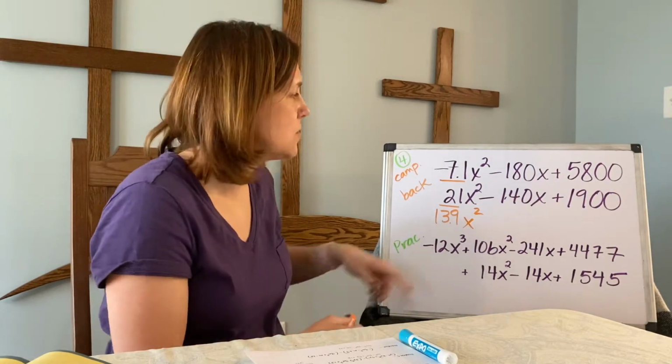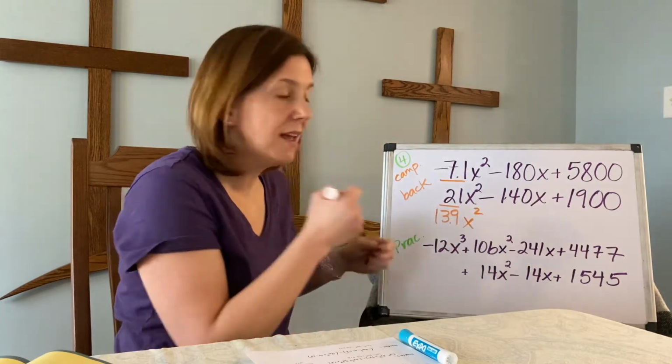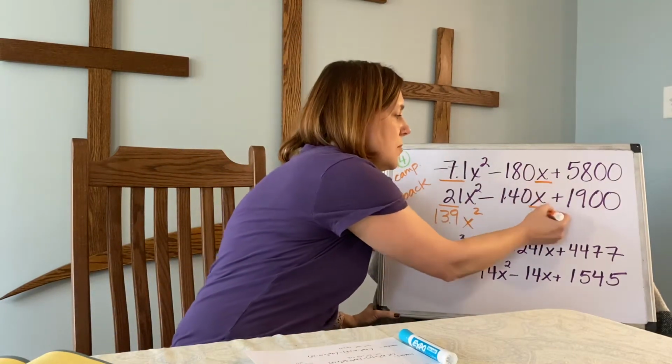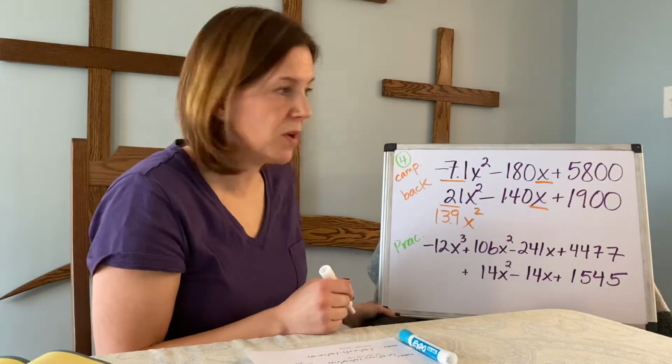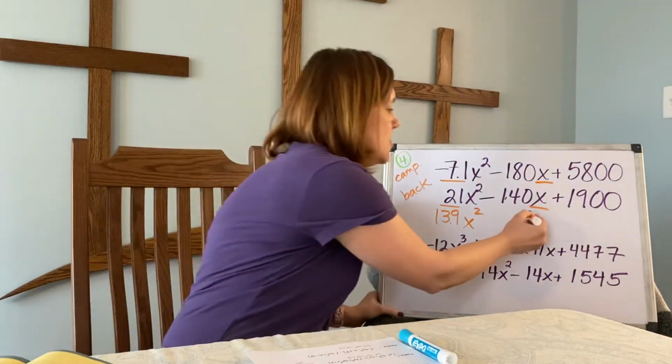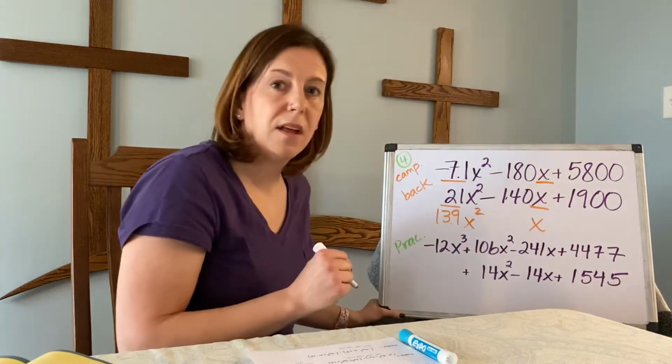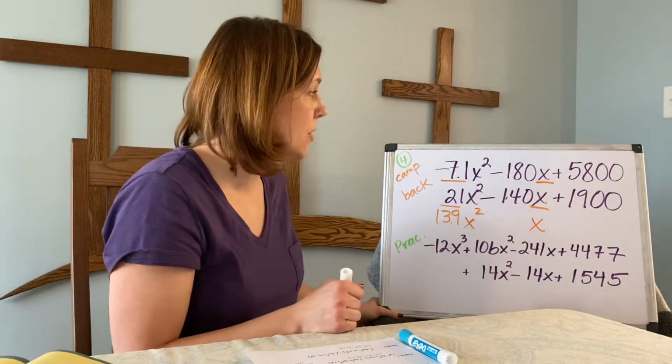I'm going to move on to the next one. Again, I'm going to see that this one has the same variables and the same exponents. They both have x. So that means I can combine them. The x isn't going to change, just the number in front.